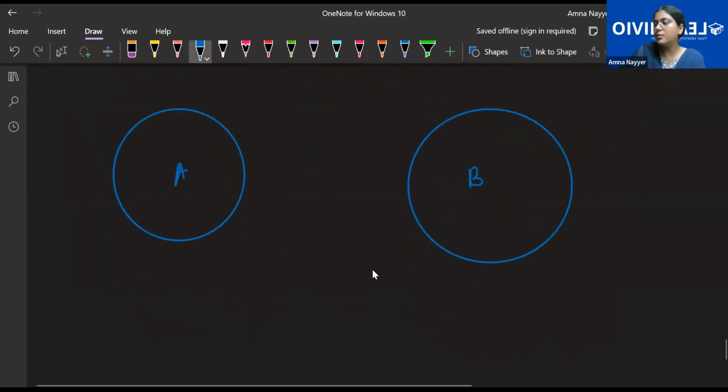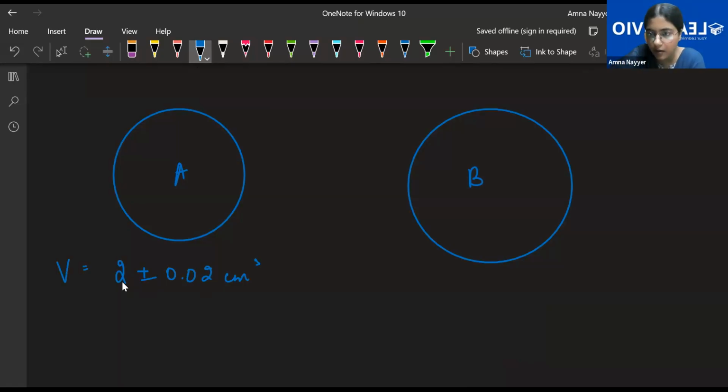So when this was calculated, let's say 2 plus minus 0.02 centimeter cube was the error in the volume. Error and the mean value means around 2 centimeter cube was the volume of it, with 0.02 error. Plus minus means it can be 2.02, or it can be less than it, 1.98 as well. Okay, so this is what is meant by when you write 2 plus minus 0.02.